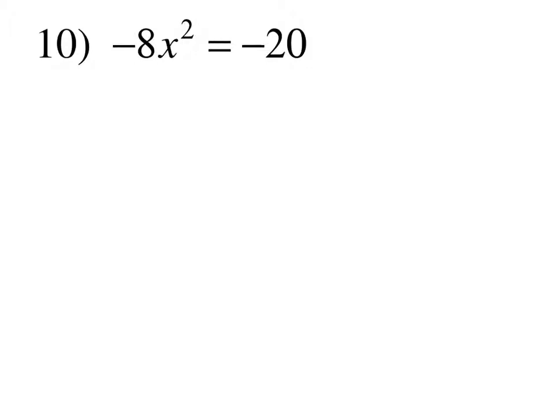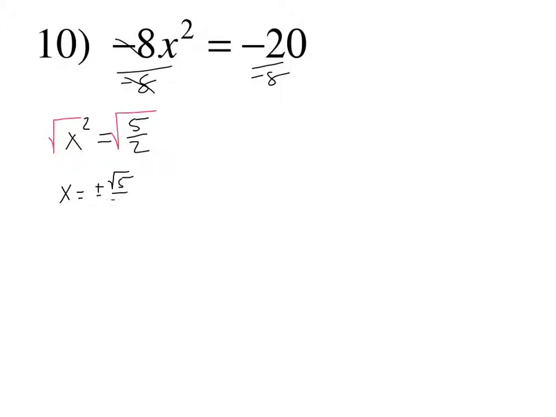So if I'm solving this by square roots, I divide both sides by -8, and I get x squared equals positive 20 over 8, which is 5 halves. Well, now I square root both sides. So x equals positive and negative square root of 5 over the square root of 2. I don't like having square roots in the denominator.